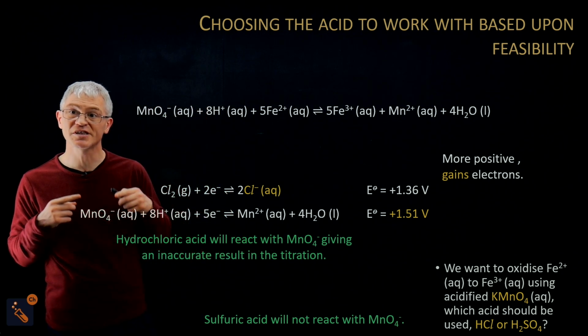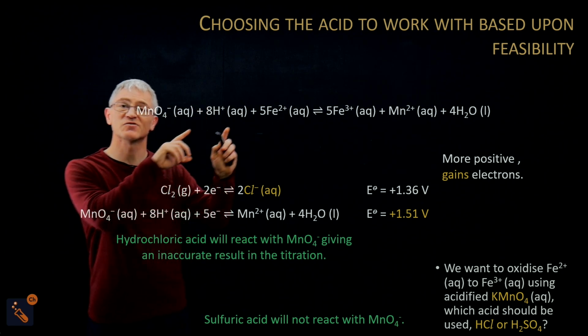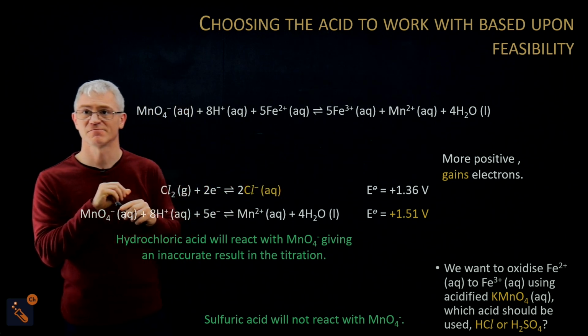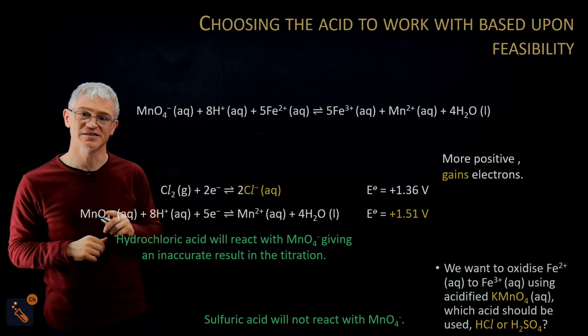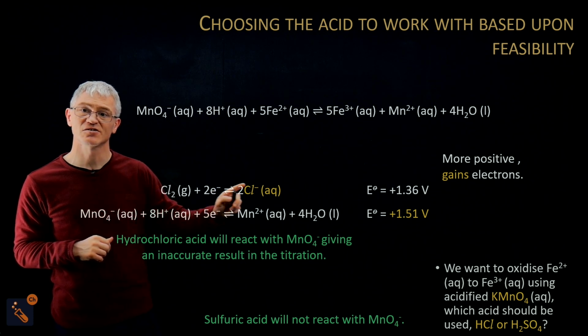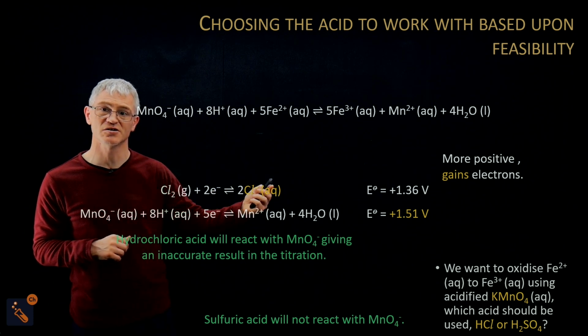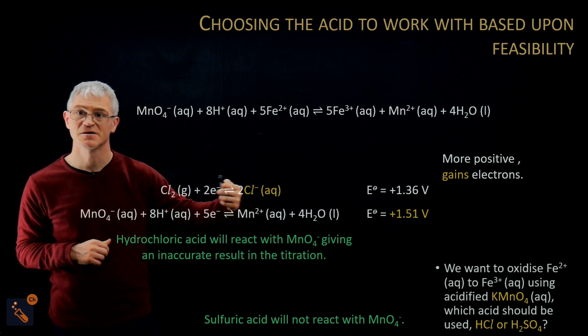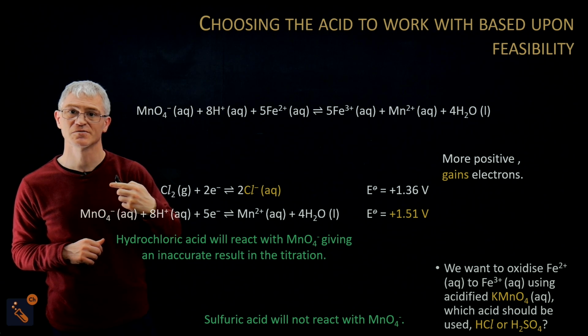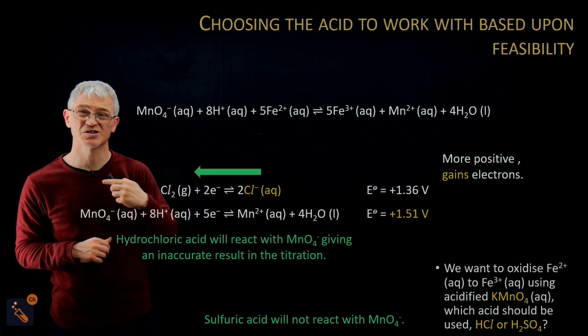Now, remember, we want the MnO4 to react with the Fe2+. We don't want it to react with anything else. So if we put hydrochloric acid in, it's going to react with the chloride ions because the chloride ions are going to want to lose electrons, because the electrode potential is less than the manganate. So the more positive gains electrons, but this one's going to lose electrons.